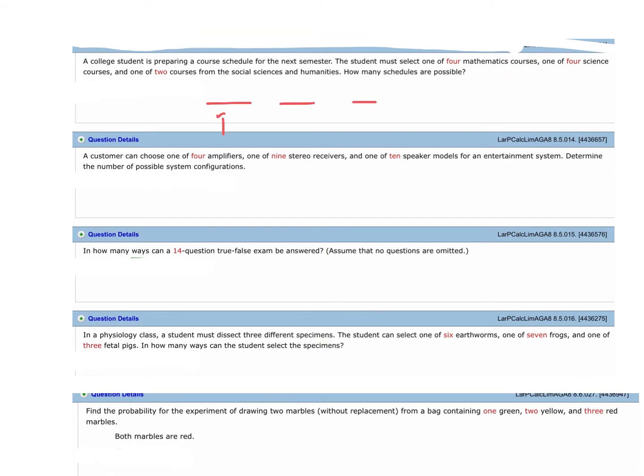How many different classes could we have in this first spot here? What number do we put there? How many options do we have for the first class? 4. Can be one of 4 math classes. What about our second spot? 4. It can be one of 4 science classes. And then our third spot? 2. Because it can be one of 2 social sciences. Multiply all these together, we get 32.